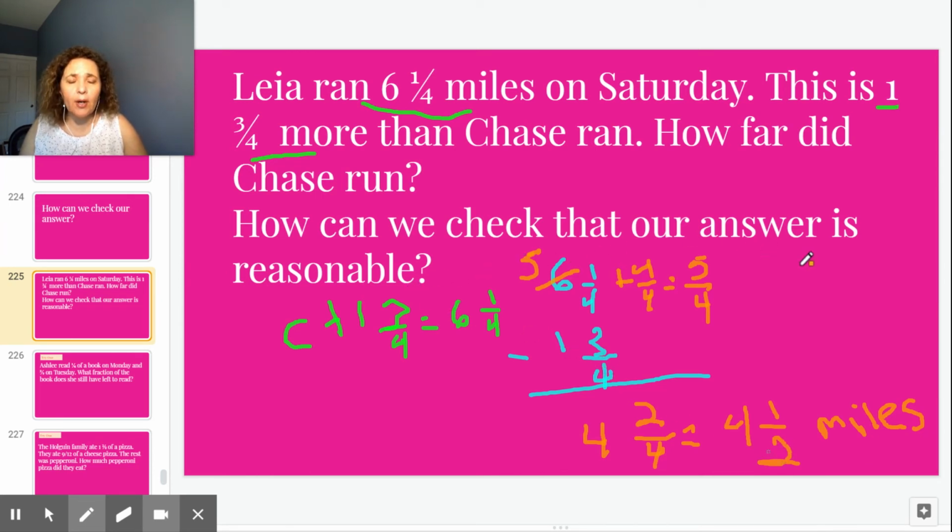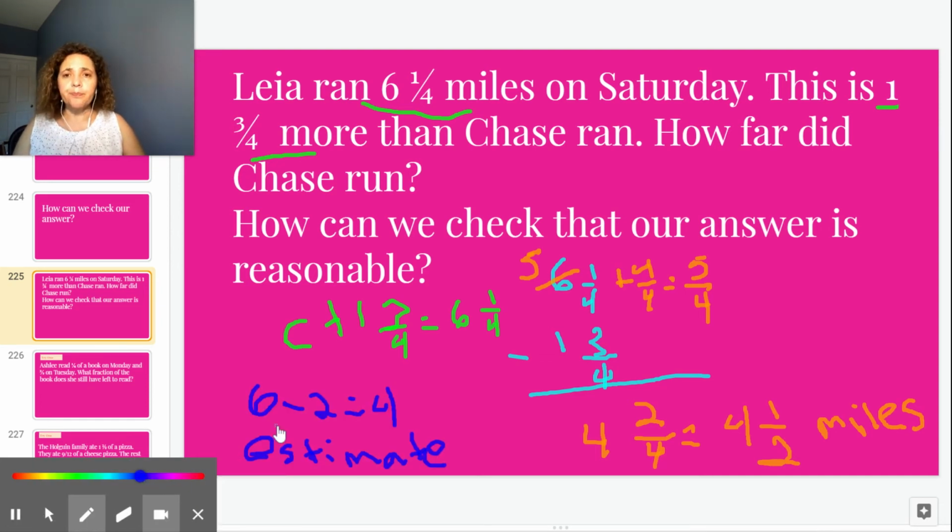Now, how can we check that our answer is reasonable? Go ahead and see if you can do that. Okay, so my estimate, I got 4 miles. So what I did, 6 1/4: 1/4 is closer to 0, so it just stays a 6. Then the 1 3/4, 3 out of 4 is almost a whole, so that would be another 1. So 1 and 1 is 2. 6 take away 2 is 4. 4 and 4.5, pretty close, right? So that's how I can check that my answer is reasonable.